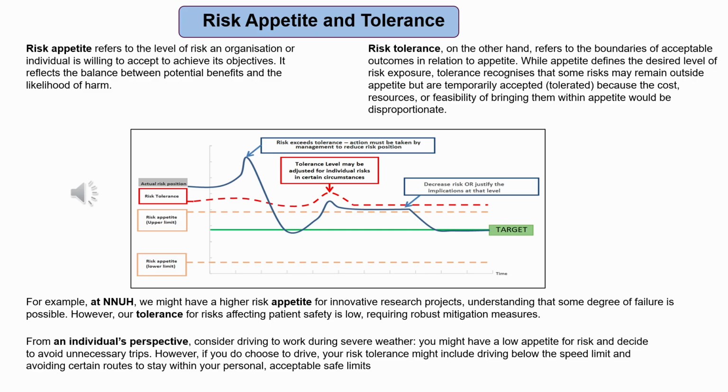And then, from an individual's perspective, consider driving to work during severe weather. You may have a low appetite for risk and decide to avoid unnecessary trips. However, if you do choose to drive, your risk tolerance might include driving below the speed limit and avoiding certain routes to stay within your personal, acceptable, safe limits.